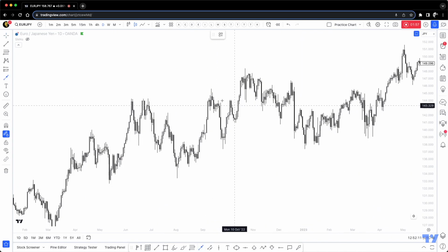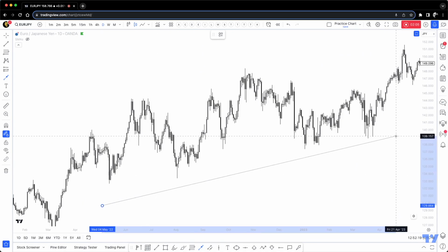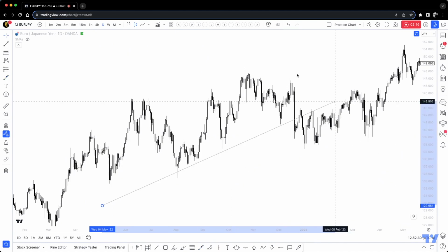For example, in here, I'm on Euro JPY. It's sort of choppy, but it's still bullish. The market is creating higher highs, higher lows, right? This is a higher low, higher low, higher low, higher low, and also higher highs at the top. So it's pushing up. It doesn't have different angles.